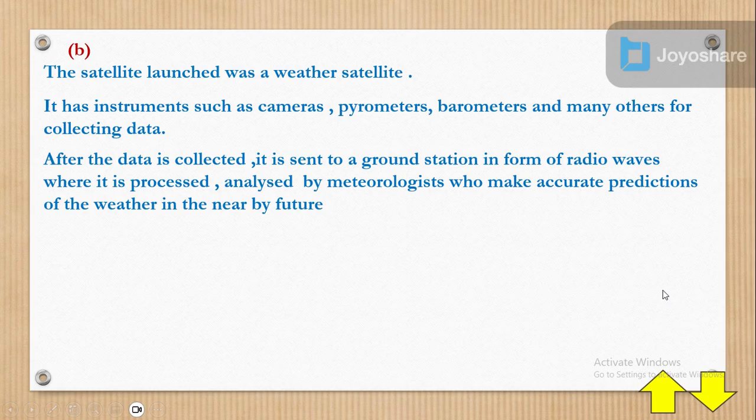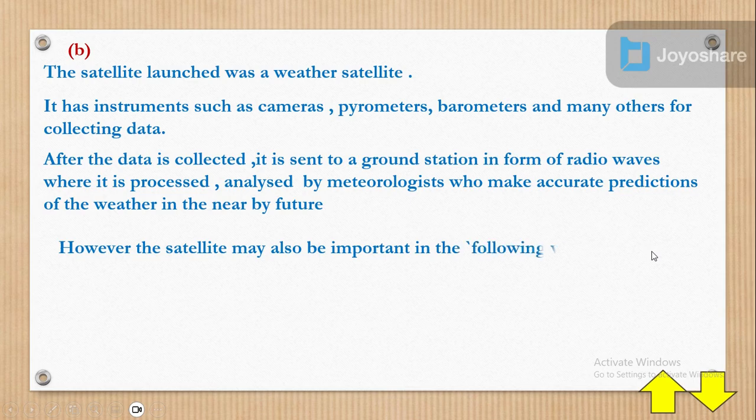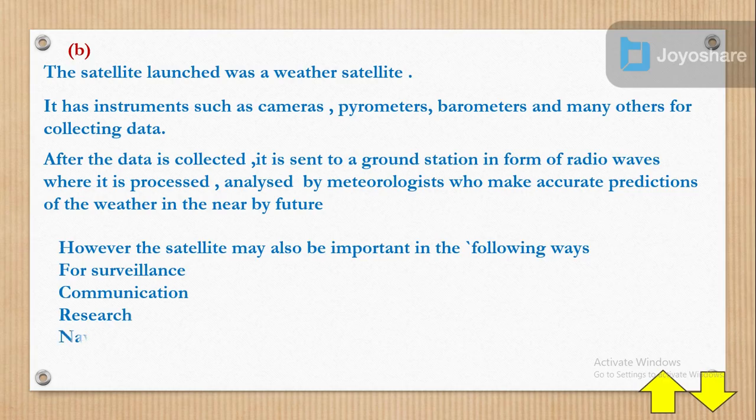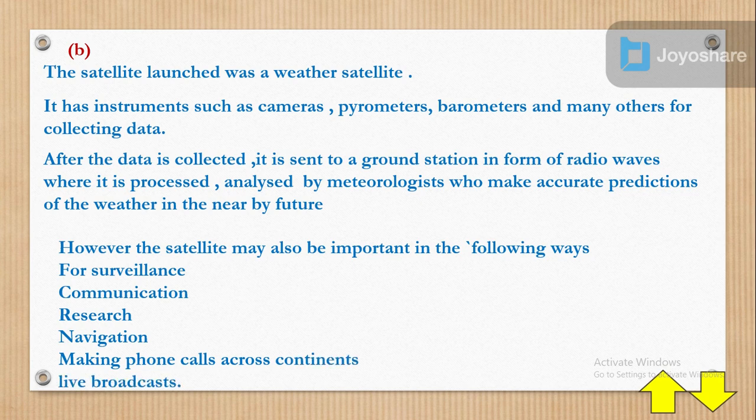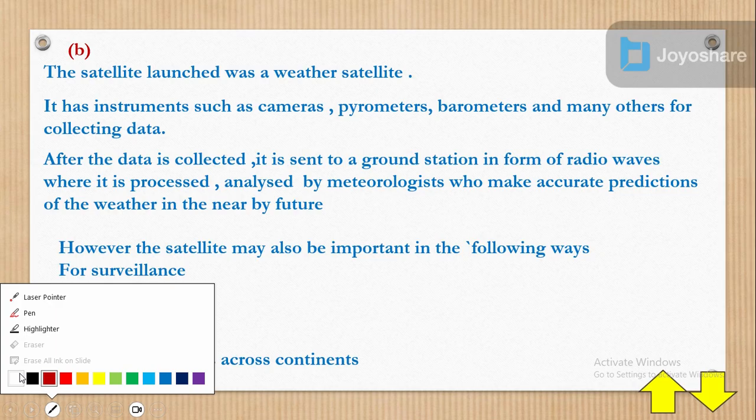Now we must also know, are satellites only important for weather forecasting? Can't a satellite be important in other ways? Let's see. The satellite may also be important in the following ways. One is surveillance, communication, research, navigation, making phone calls across continents, live broadcasts, and many more. Now let me break this down for the people of Uganda.